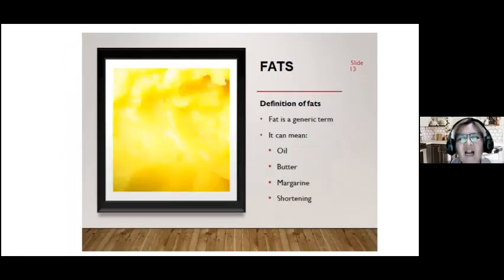Fats. When we say fats, it is a generic term. When we say fats in baking, it includes oil, lard, butter, margarine, or the so-called shortening. Shortening is also known as the lard, the back fat of a hog. When you say oil, of course, we know what is an oil. You can have a palm oil, a corn oil, a vegetable oil, and this is in a liquid form.